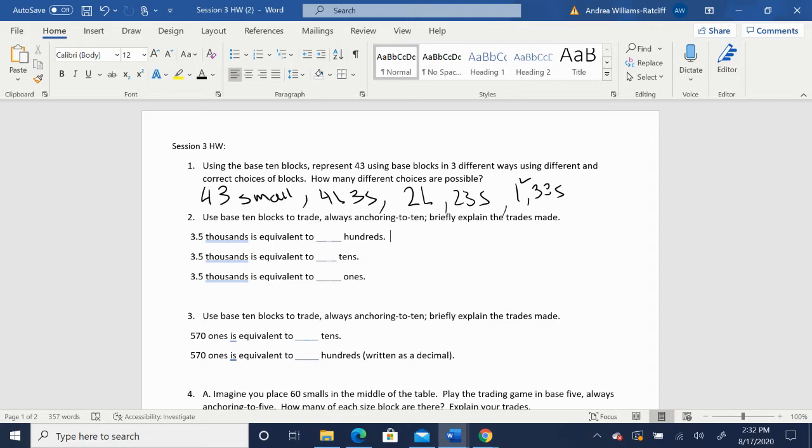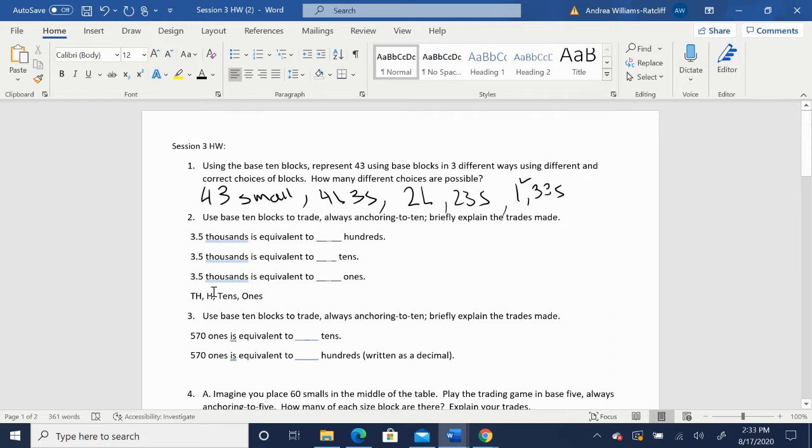So what about these next questions? We're basically starting out with 3,500, or 3.5 thousand, and we want to see what that's equivalent to in hundreds, tens, and ones. What I want you to notice is that we're stepping down in the correct place value: thousands, then hundreds, then tens, and then ones place.